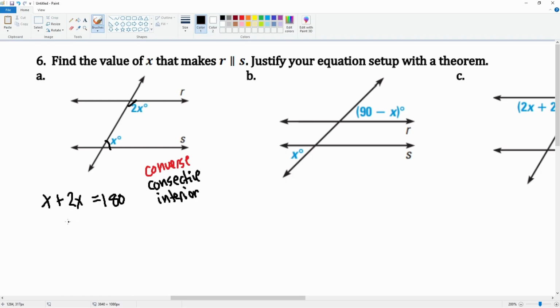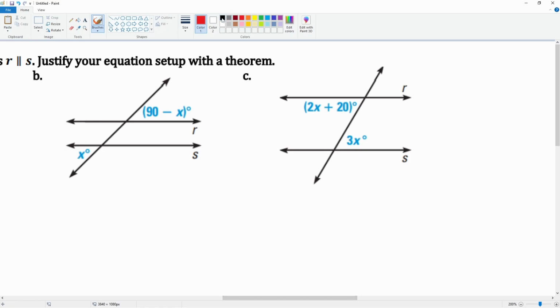Okay, x plus 2x is 3x. This equals 180. Divide 3 to both sides. This cancels. x is equal to 60. Based on the converse of consecutive interior angles, if this is 60 and this is 120, then they are parallel. Okay.